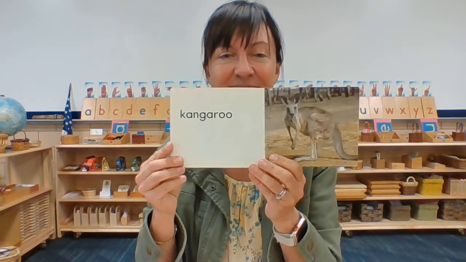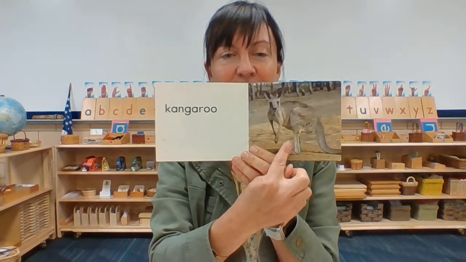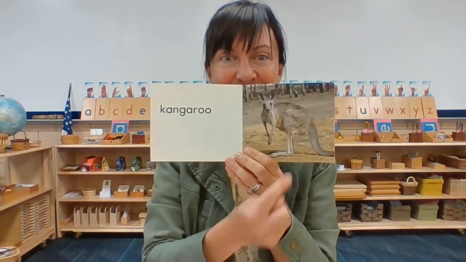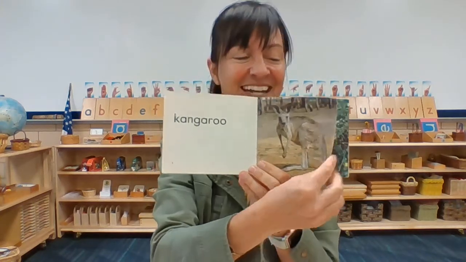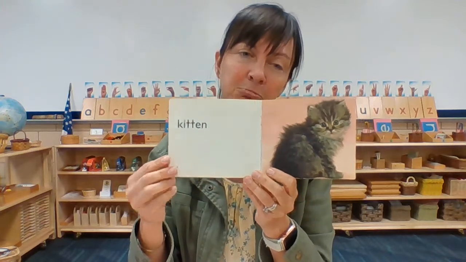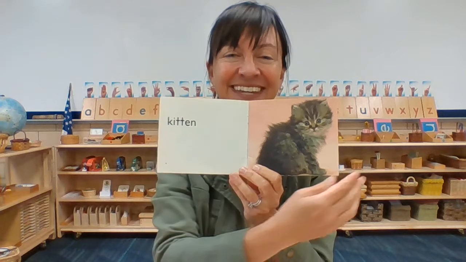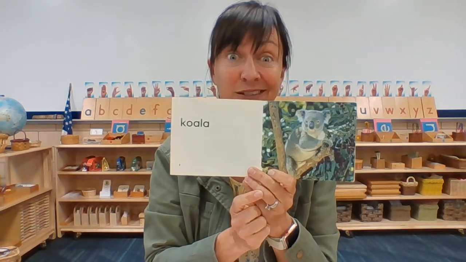Kangaroo. Do you know that kangaroos carry their babies in their pouch? It's kind of neat. Aw, look at her. Kitten. Meow. Kitten. Koala. He looks pretty soft too, huh? I'd like to hold a koala someday. Do you know koalas and kangaroos live in Australia?